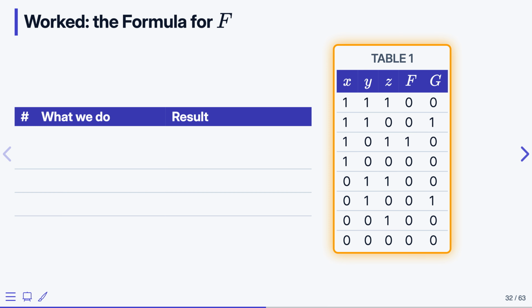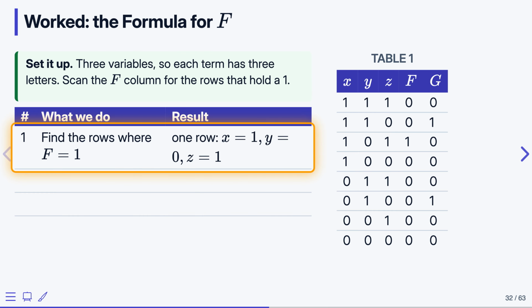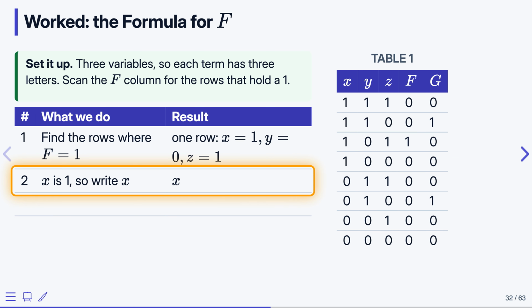Let's build the formula for F. Run your eye down the F column and look for ones. Set it up. There are 3 variables, so every term will have 3 letters in it. Step 1. There is only one row with a 1. It is the third row where x is 1, y is 0, and z is 1, so the formula will have exactly one term.